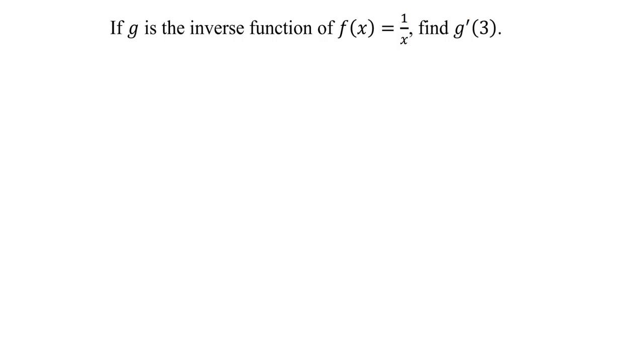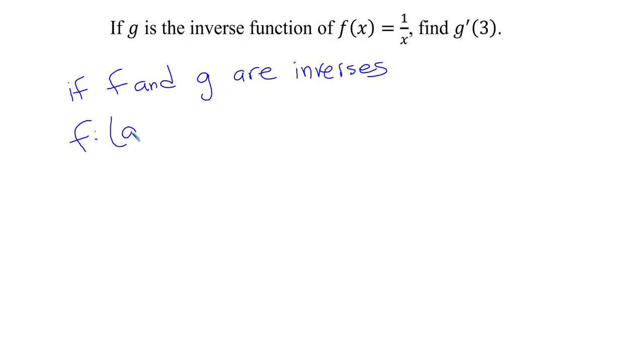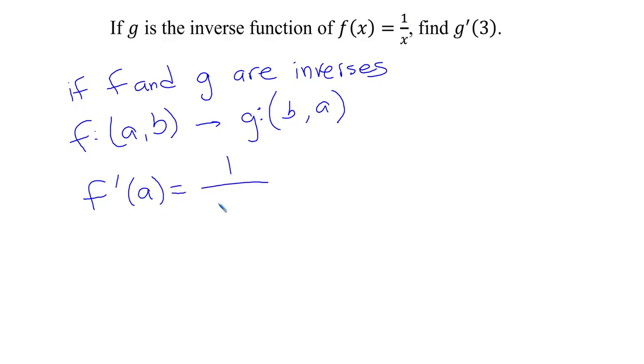The rule is that if f and g are inverses, and f contains the point (a, b), which we should know means g contains the point (b, a), then f prime of a is equal to 1 over g prime of b. Right? That's our rule. So what we're looking for here is g prime of 3.